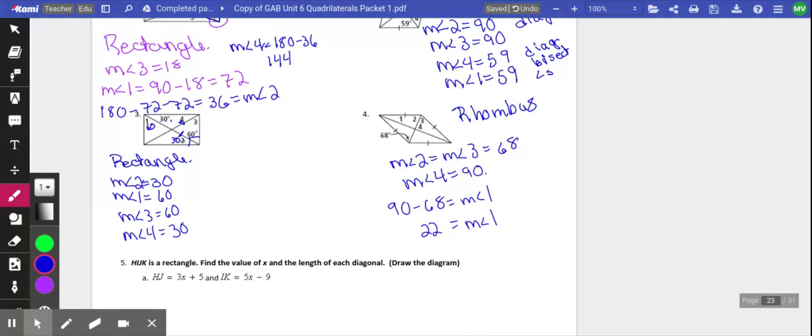Number 4, again, I know it's a rhombus because all four sides are congruent. So that tells me angle 4 equals 90. Also tells me that angle 2 and 3 are equal because the diagonals bisect. And they have to equal 68 because opposite angles are congruent. Then angle 1, I just use this top triangle up here because I know this is a right angle. So 1 and 2 have to add to be 90, so angle 1 is 22.